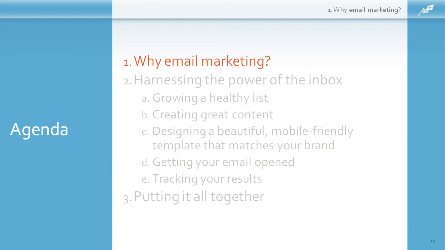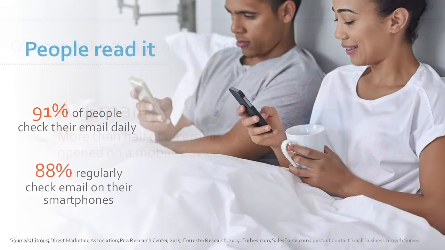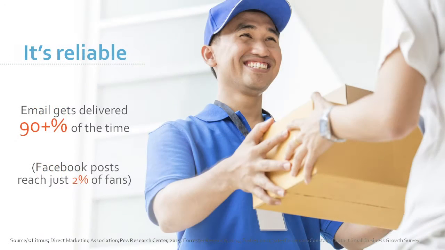So why email marketing? What's the number one app on smartphones worldwide? Bingo, very good, exactly. Email. That's what everybody is looking at virtually all day long. And 91% of people check their email daily. Most people check their phone all the time. The deliverability is very important.